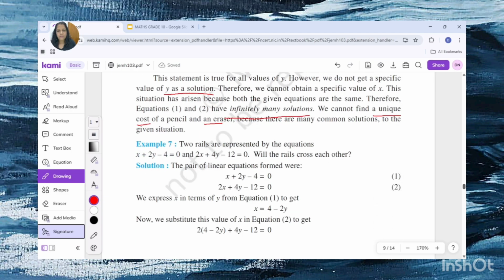See the last example. Two rails are represented by the equation x plus 2y minus 4 is equal to 0 and 2x plus 4y minus 12 is equal to 0. Again very easy. x is equal to 4 minus 2y. This is your value of x. Now substitute this value in equation number 2. Here in place of x you will put this value. So it will become 2 in bracket 4 minus 2y plus 4y minus 12.